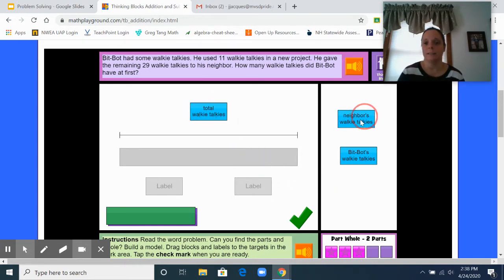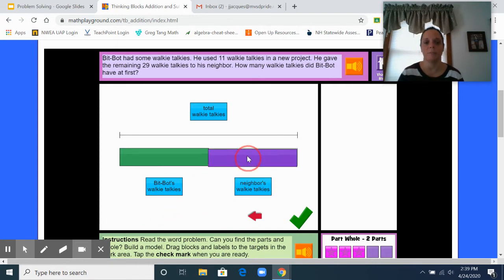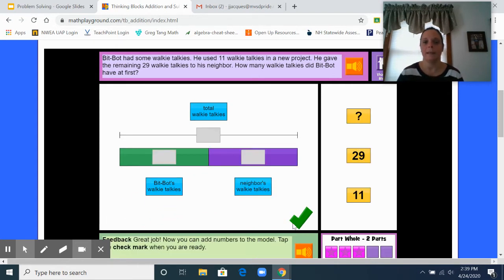Kids place the labels in, and then they check it. If they are right, it says, okay, start using your bars. So this is the tape diagram part where they're putting their bars in. And now I'm going to put the numbers to the labels.